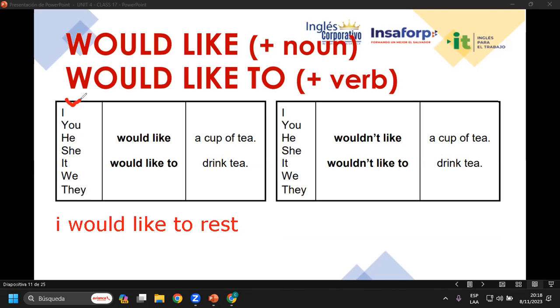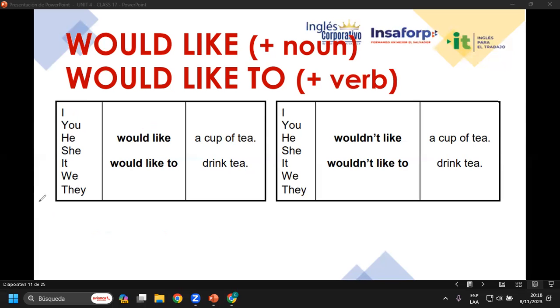Subject. The subject. Luego necesito would like o would like to. Y luego aquí depende. Si es un noun, necesito el noun. Si es un verbo, pues el verbo. Is it clear? Yes. ¿Qué pasa si es en terceras personas?